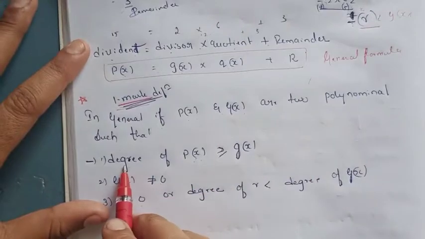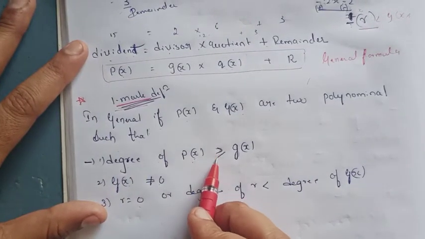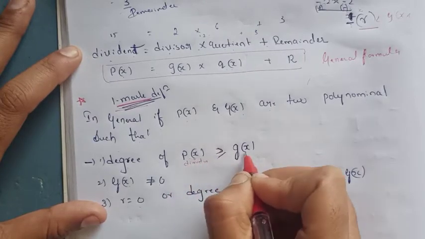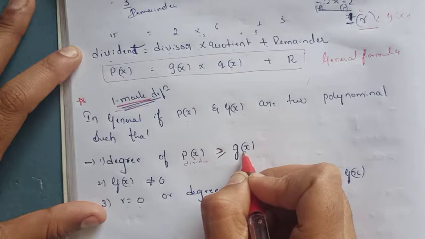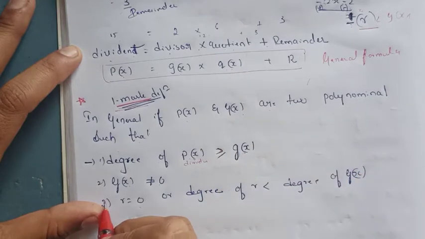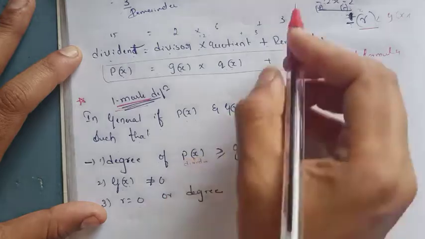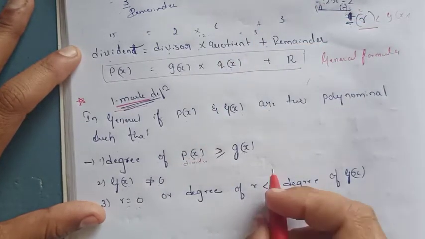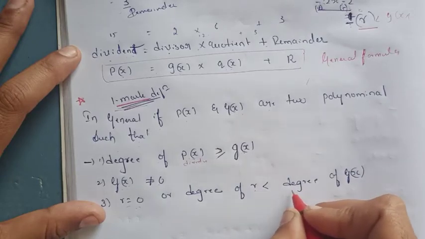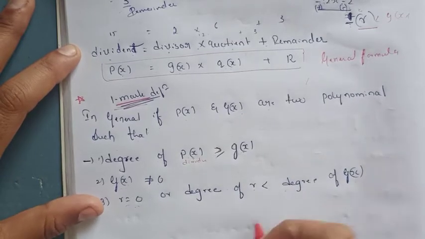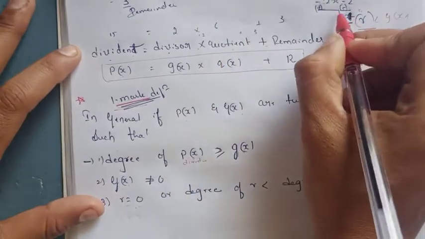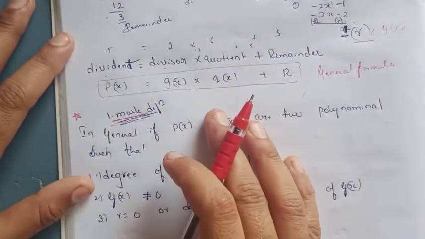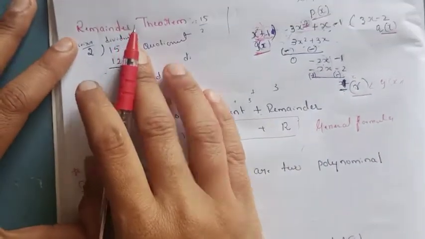What is the first condition? The degree of p of x must be greater than or equal to that of g of x. p of x is nothing but the dividend, g of x is nothing but the divisor, and g of x should not equal 0. Next, the degree of r should be less than the degree of g of x. These are the three conditions we should follow in the remainder theorem.